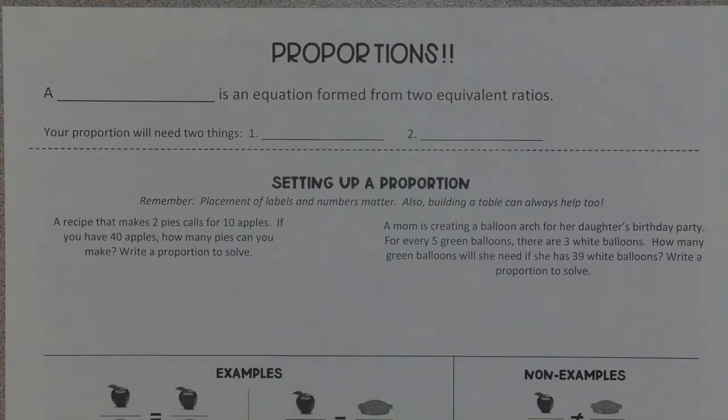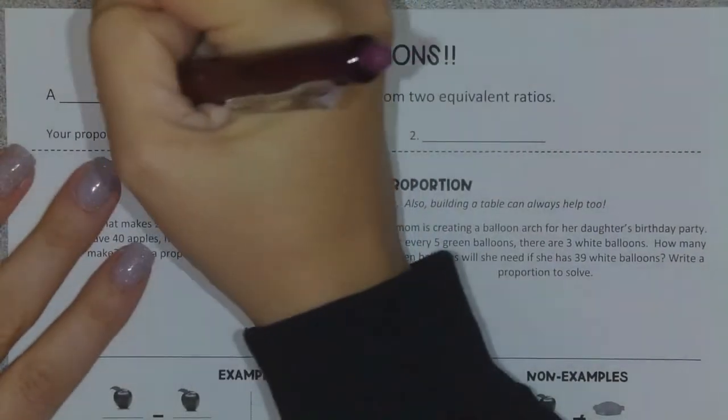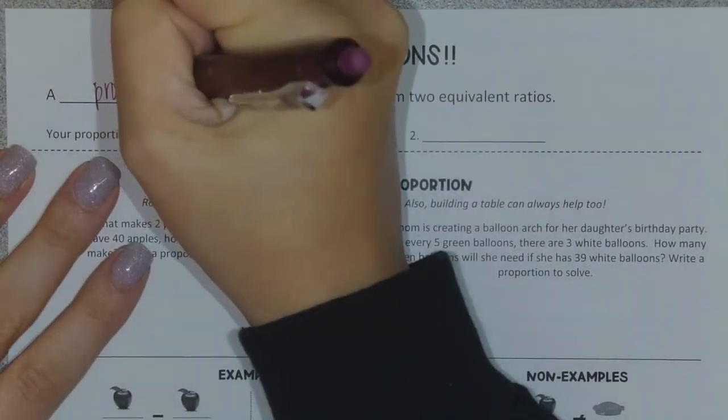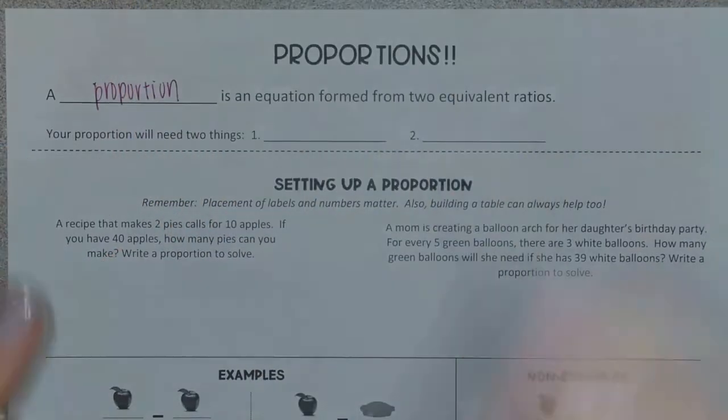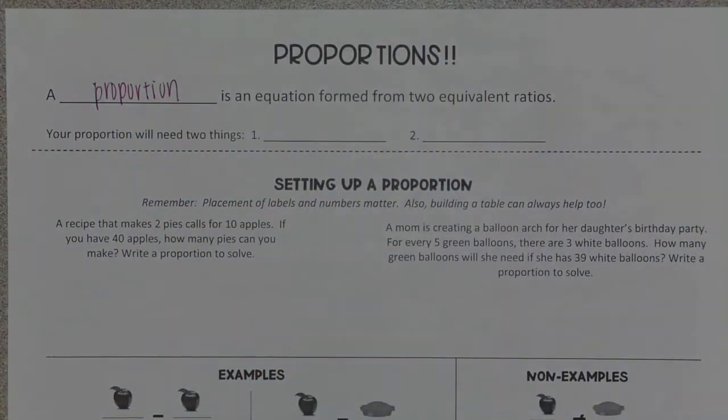Okay, so let's talk about proportions. A proportion is just an equation that is created from two equivalent ratios. So we're still talking about ratios, we're still talking about that multiplicative comparison, but this time, like I said, we're forming that equation from two equivalent ratios. So two things that mean the same thing, but they look a little different.